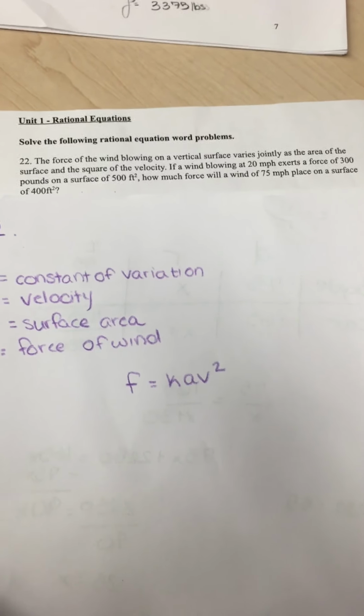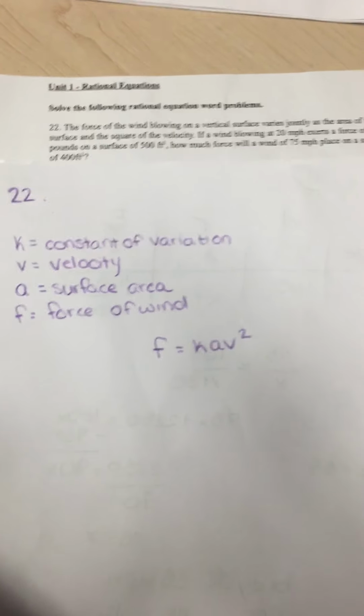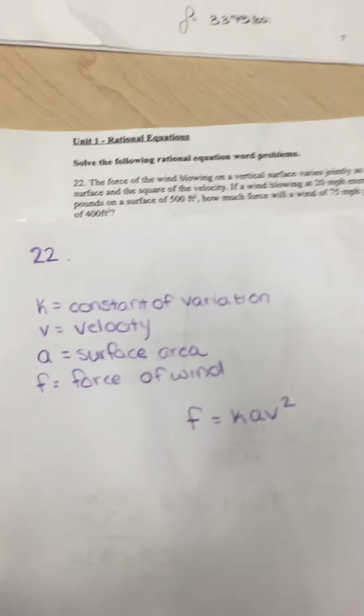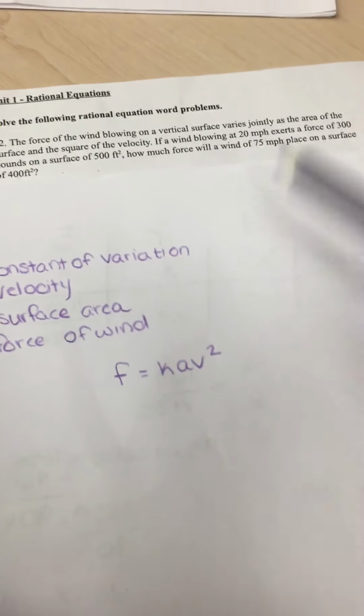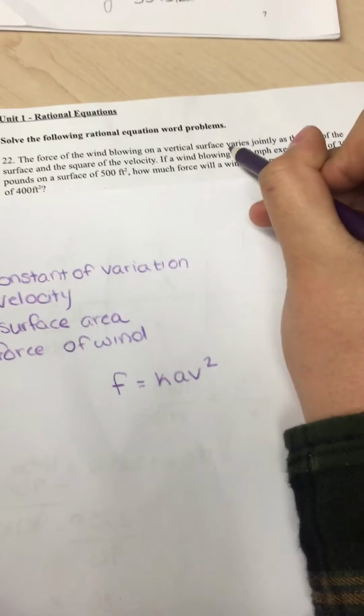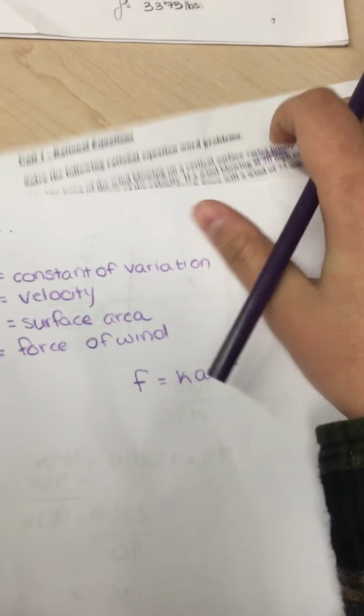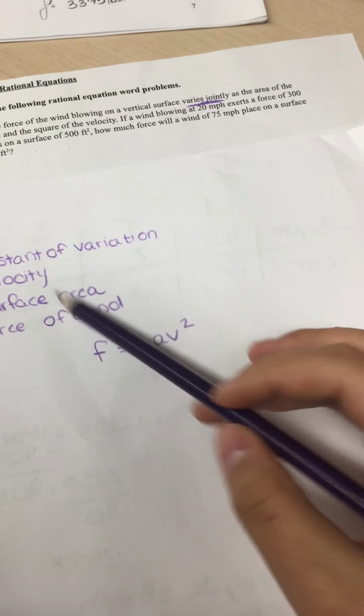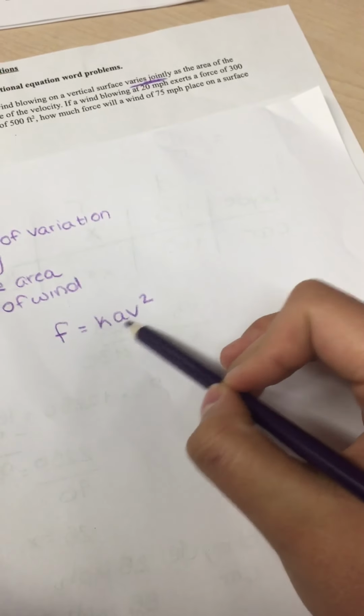So in order to solve number 22, it's going to be a variation problem. When we look at this problem, we're going to see that it varies jointly, meaning that there's going to be more than just the regular two variables. Instead, we're going to have two additional ones.